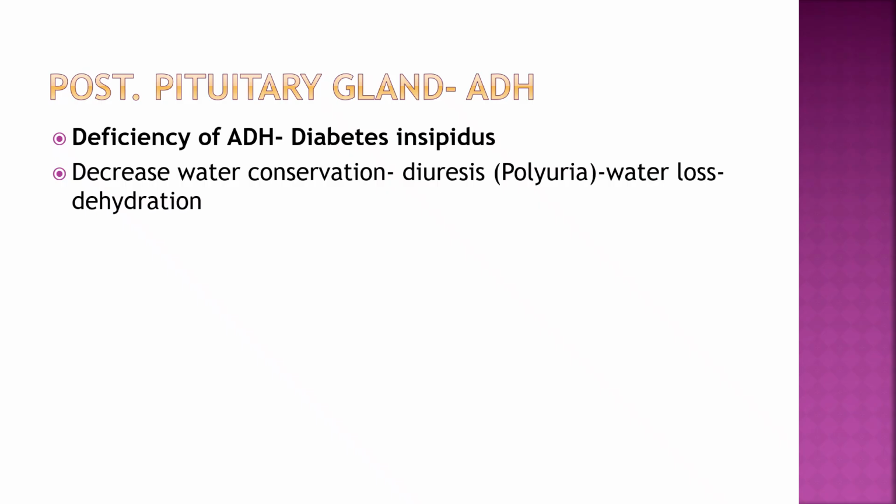The posterior pituitary gland hormone is ADH, that is antidiuretic hormone, also called vasopressin. Deficiency of ADH causes diabetes insipidus. In that, there is decreased water conservation because of diuresis, that is polyuria. So increased urination is called diuresis, and because of that there will be water loss and dehydration in that patient.